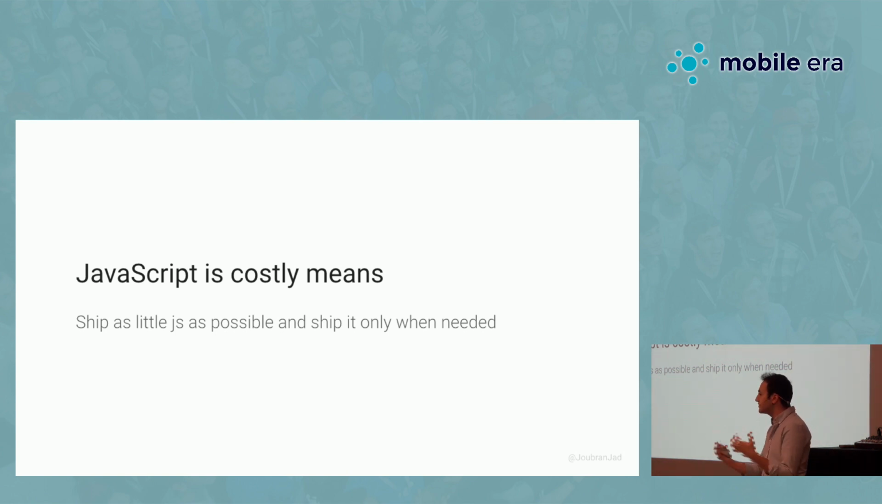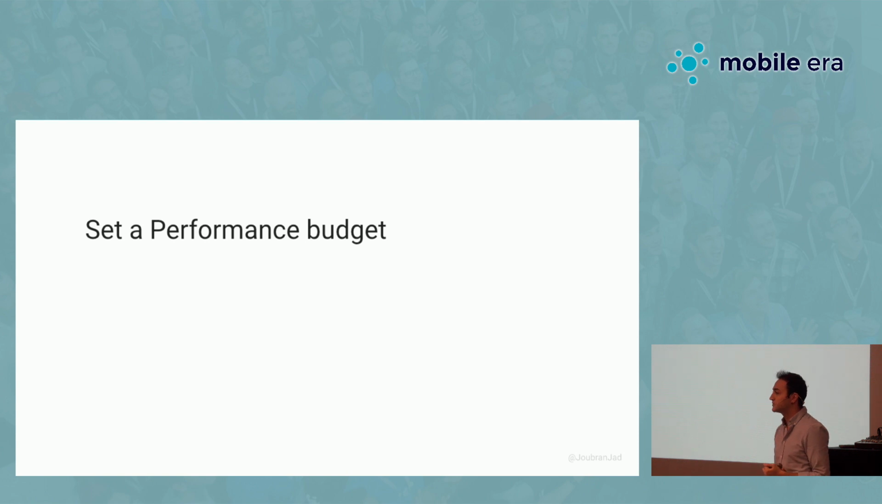We kind of want to avoid JavaScript. I love JavaScript, don't get me wrong, but we want to avoid shipping JavaScript if we don't need it. So we will ship as little as possible, and we will only ship it when it's needed. And how can we do that? I would say the first start is to set a performance budget.